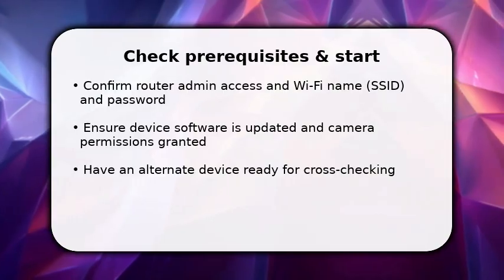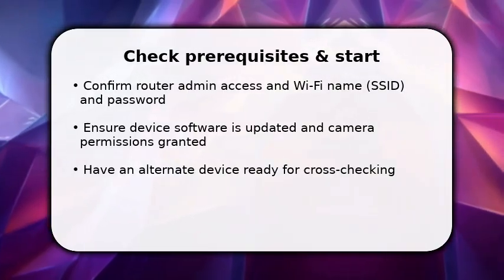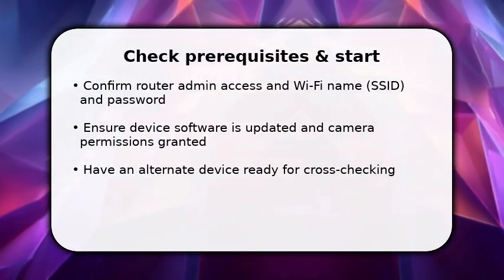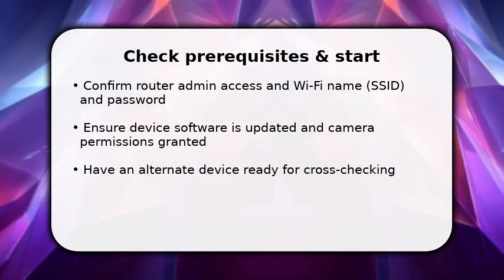Open the QR generator or the system Wi-Fi sharing tool and navigate directly to the saved network entry. Make sure you don't skip taking a screenshot of the generated QR for backup.